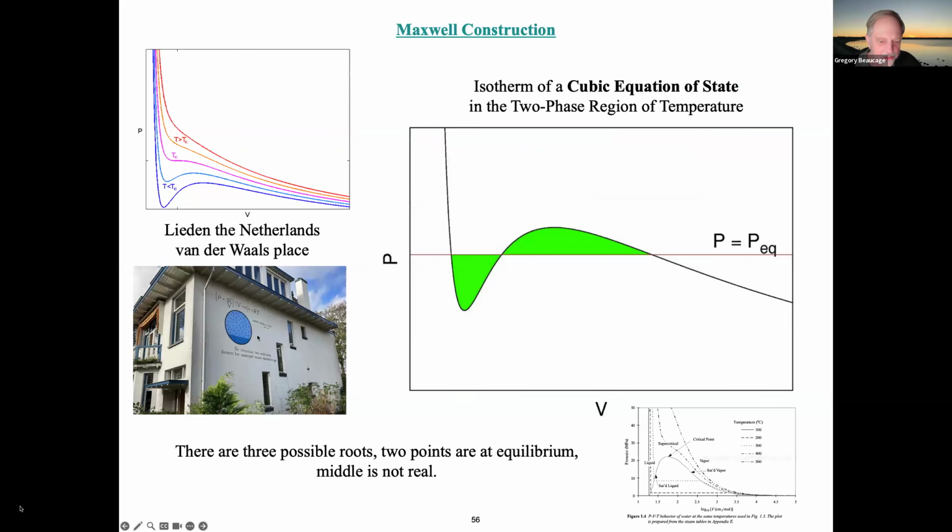That's Van der Waals' house somewhere in Leiden, the Netherlands. It's got Van der Waals' equation written on the wall. I guess he did that in his sleep or something.